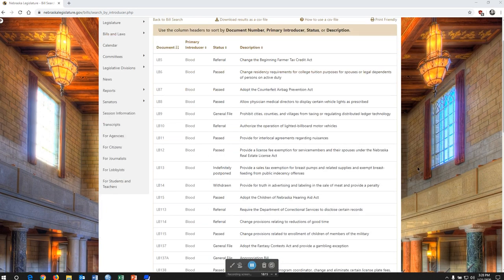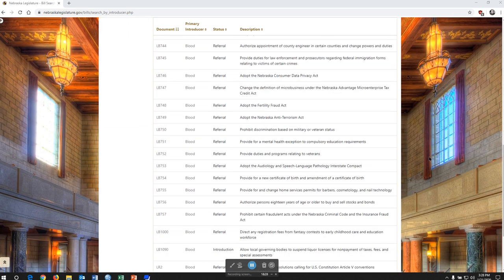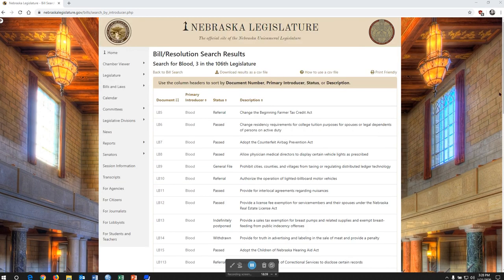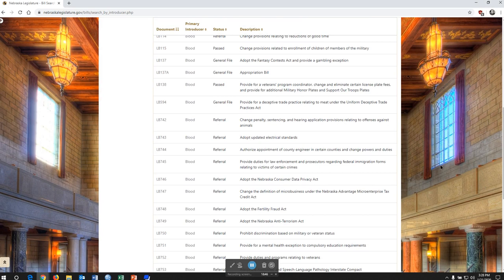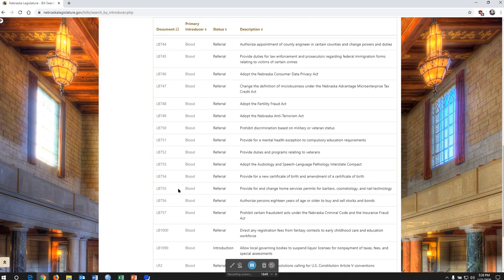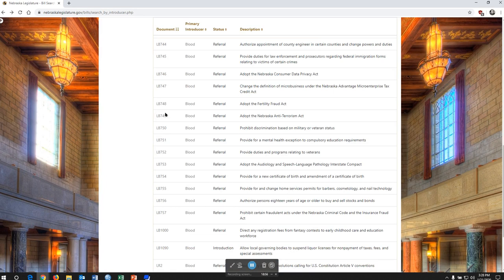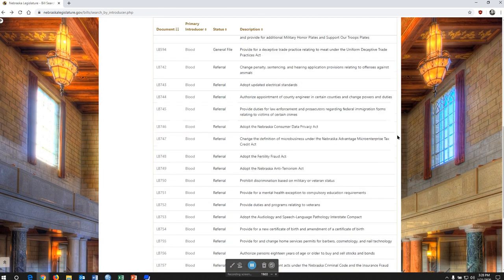I click on this search, and all the bills that Senator Blood has proposed in the 106th session are going to show up here. So when you get to this page, here's what you ought to note. Because there's 2 years in each legislative session, it's going to show all the bills that she introduced for 2019 and 2020. So the 2020 bills, most of them start around in the 700s and 800 range. Let me look up here at about 750. Okay, so that was introduced in 2020. So somewhere in the 700 range, the 2020 session is starting.